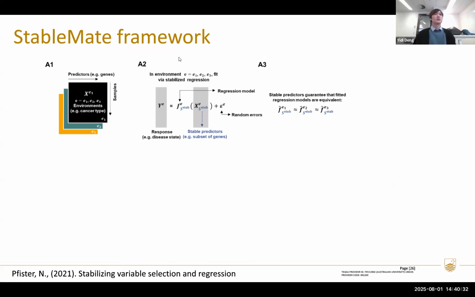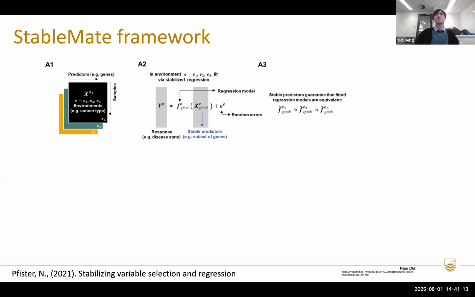Okay, so let's just jump into the StableMate framework. It assumes the multi-environment regression framework, where you assume that you have data collected from different environments, but measured on the same set of predictors, for example, genes. And the goal of StableMate is to find a set of stable predictors such that the regression model fitted on the response of interest is consistent across different environments. Just imagine that you fit a model in different environments and you want this model to be consistent. So that's a stable predictor.